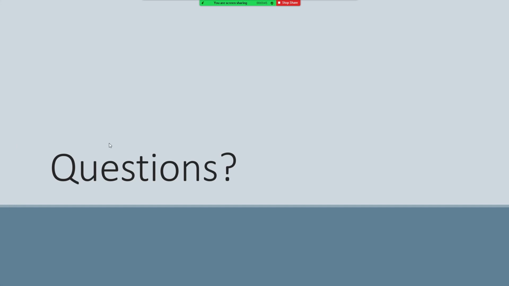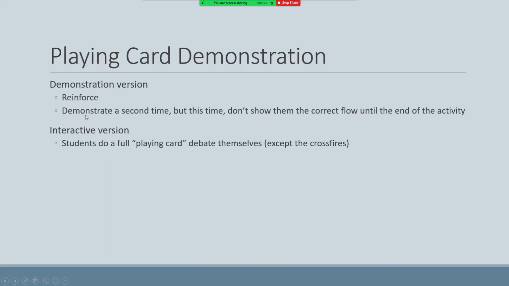So, the exercise that we just did is this playing card demonstration exercise, and what you saw was a little bit of two different versions. So the demonstration version, which is most of what I did, is just when your goal is to show how flowing works and how arguments end up getting written down on the flow.